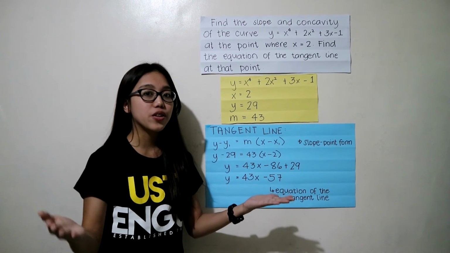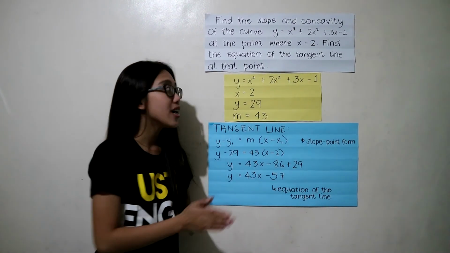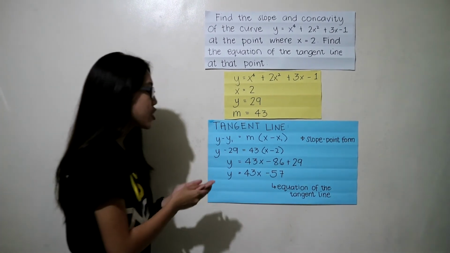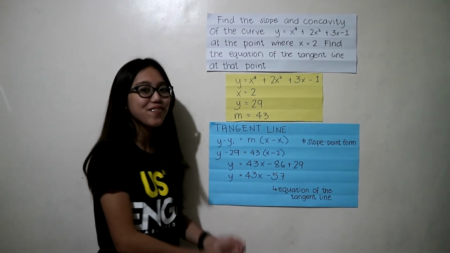So for the summary of the problem, the slope is equal to 43, the concavity is equal to 52, and the equation of the tangent line is equal to 43x minus 57.